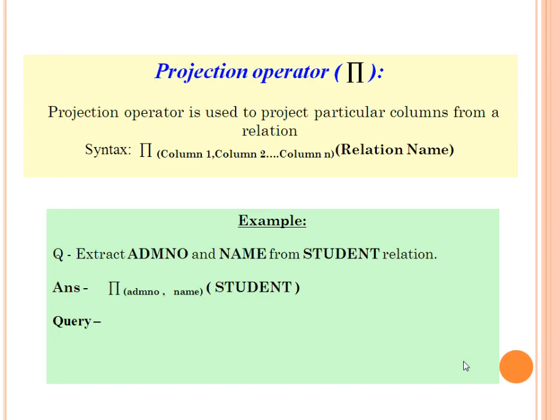Next is projection. It is used to display particular columns from the table. Pi is the symbol used to denote it. We can take out the particular columns in this. So the example is: extract admission number and name from the student relation. This is the given syntax, and the SQL query is select admission number, name from student.